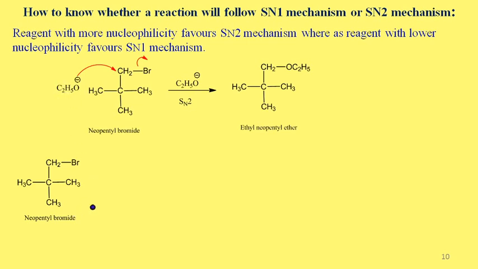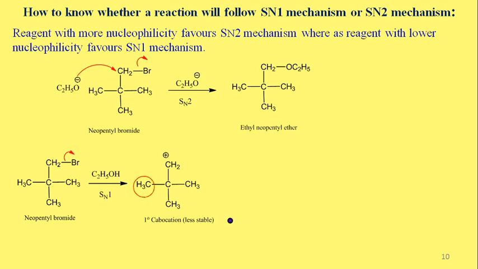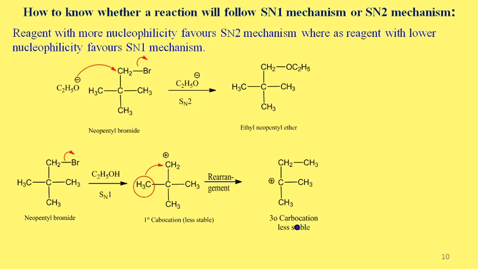While here neopentyl bromide, when treated with ethyl alcohol, which is a weaker nucleophile, the leaving group first departs to form a primary carbocation, which is less stable, and that is converted into a more stable tertiary carbocation with a migration of a methyl group. Then the nucleophile attacks the tertiary carbocation to give the product, ethyl tertiary pentyl ether.